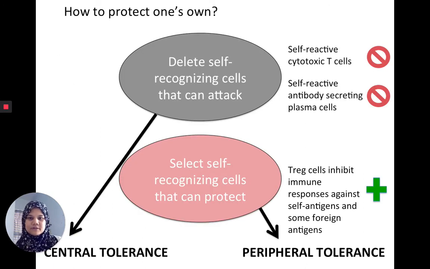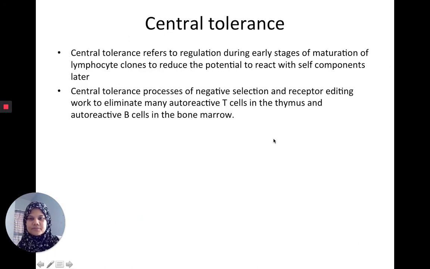So if we revise that figure, you've got now the central tolerance is when you get rid very early on of any self-reactive T cells or self-reactive B cells. But for the peripheral tolerance, you actually select self-recognizing cells that can protect instead. So we'll go into a bit more detail on how this actually works. But it really relies on this subset of T cells called the T regulatory cells. And what it does when it recognizes self-antigens is that it inhibits the immune response. So very clever.